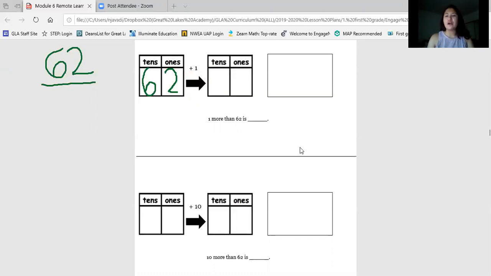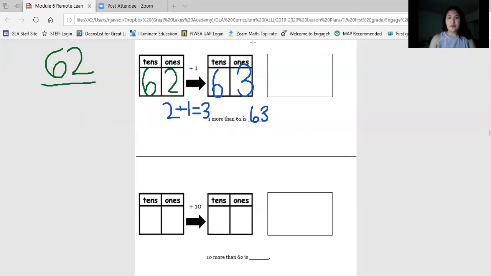Let's add 1 more and see what we get. So we started with 62. Now let's add 1 more. 62, 1 more is 63. I know because I added 1 to my ones column. 2 plus 1 is equal to 3. So that must mean that we have 63. You can write it down here. And over here, I'm going to draw a picture to show what we just did. So we started with 62.